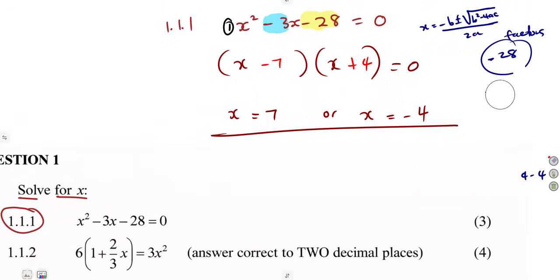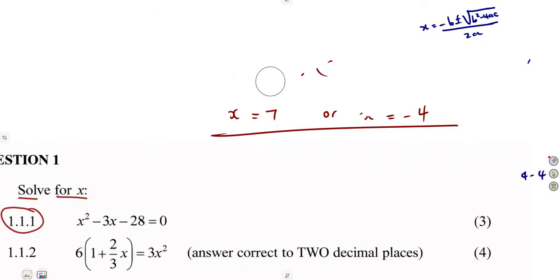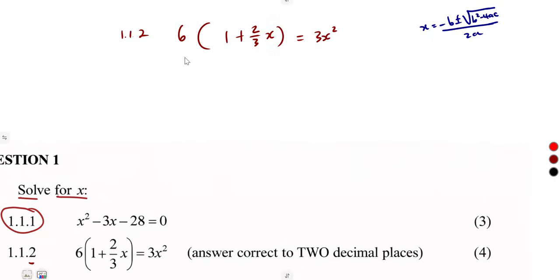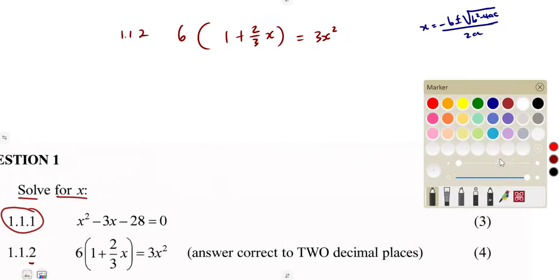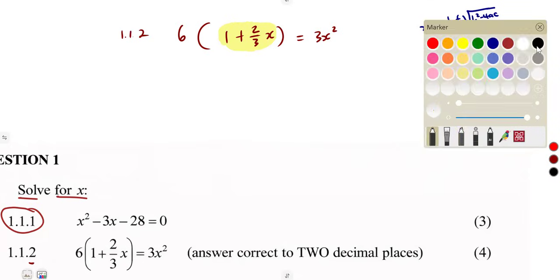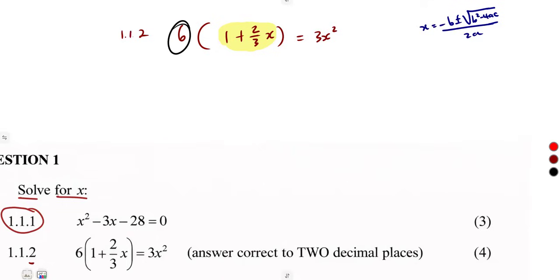Let us consider another part of the question, 1.1.2: given that 6 times the bracket of 1 plus 2 over 3x is equal to 3x squared. Yes, we've got a quadratic equation, the highest exponent is 2. But we can see that there's a bracket, so let us remove it by distributing the number outside the bracket, which is 6.